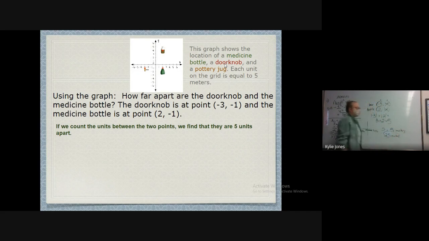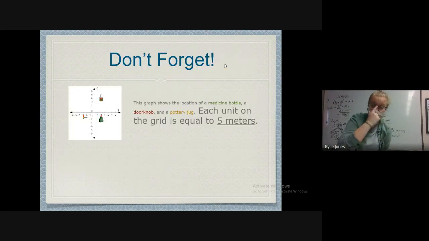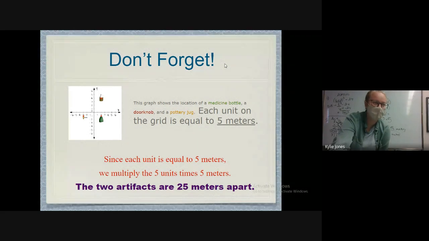So if we were in Egypt or wherever they found this medicine bottle thing, if we were to start in one spot where the doorknob is and walk to where the bottle is, we would walk 25 meters to find it. Does that make a little bit of sense? Slightly? Okay, cool. I think it's going to now go through all of the things I told you. Yep, and then don't forget, it's equal to 5 meters. And then we did the math already. Okay?